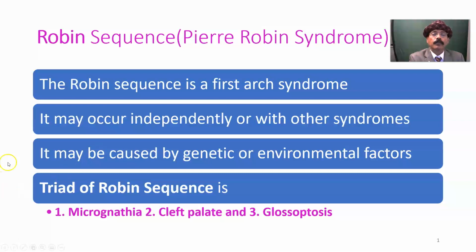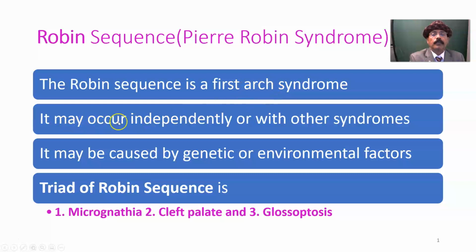Today I will discuss Robin sequence, also called Pierre-Robin syndrome or Pierre-Robin sequence. The Robin sequence is a first arch syndrome, meaning that it is a first branchial arch or first pharyngeal arch syndrome.